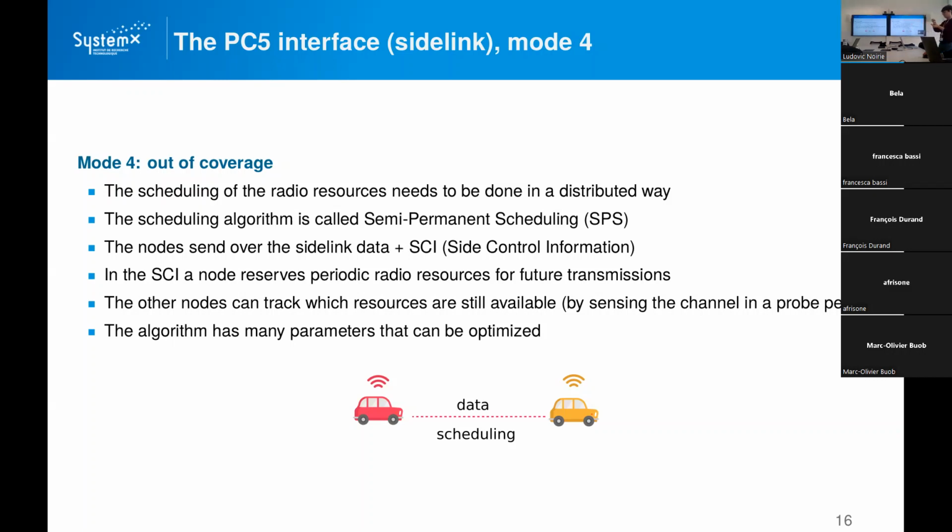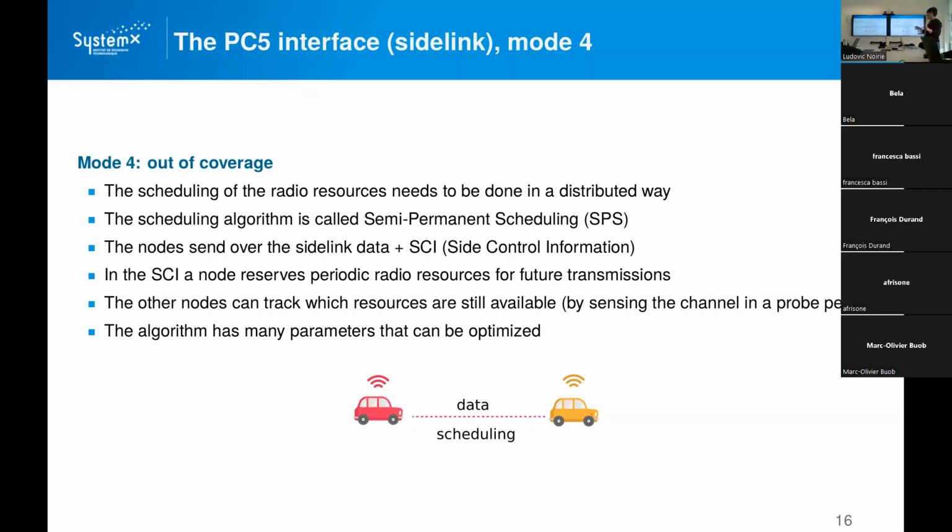Okay, so you reserve the time slots in a periodical way. And so you say, for the next 10 time slots with a periodicity of that many microseconds from now, I will be transmitting. The others know that, and so they will let you transmit. This algorithm is complicated. There is also a probe, a sensing period, where you make sure that the resources that you want to reserve are not already reserved by somebody else.